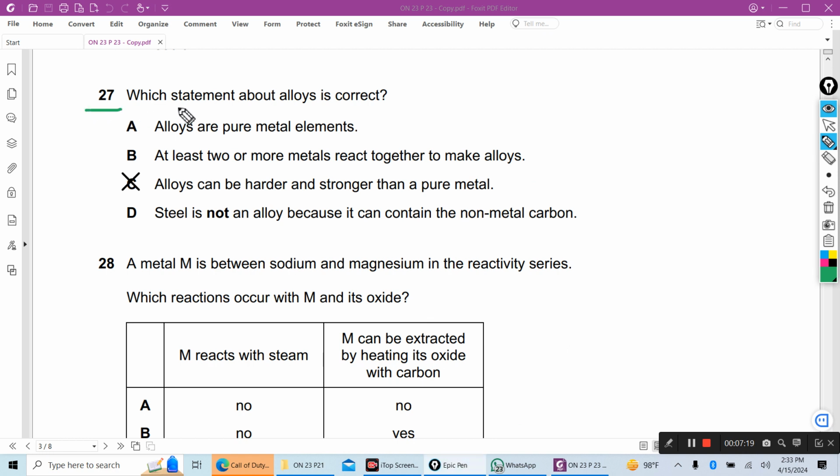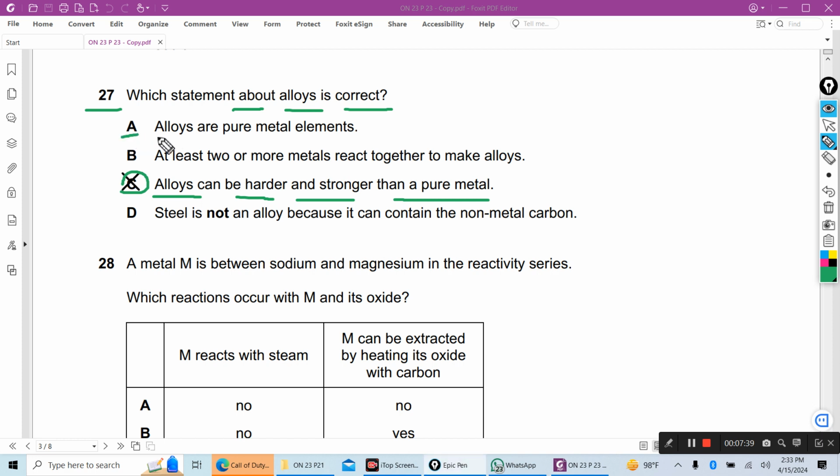27. Which statement about alloys is correct? C is the right answer. Alloys can be harder and stronger than pure metal. Yes, you know, an alloy is stronger and harder than pure metal. C is the right answer.